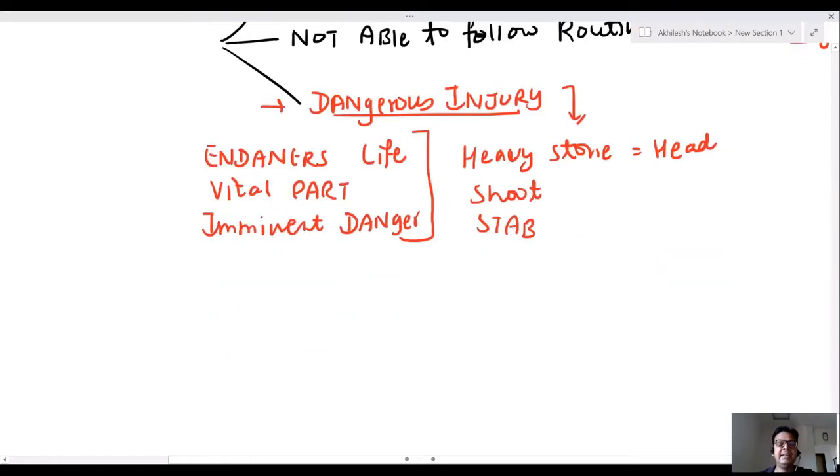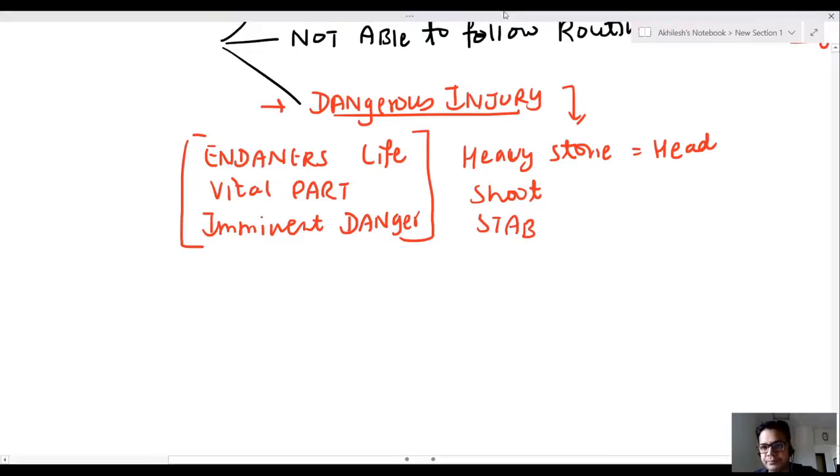Dangerous means any injury which endangers your life, affecting a vital part of the body. Like, I'm giving an example: someone cuts your trachea. This is a dangerous injury. Cut your wrist. This is a dangerous injury. Dangerous injury is an injury which affects a vital part of the body.